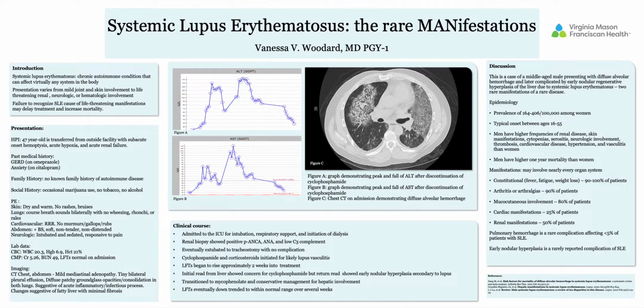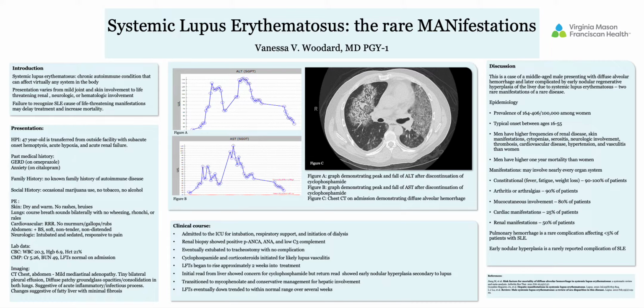Lupus is more common in women with a prevalence almost twice that of men. However, men have higher mortality within the first year. The most common systemic manifestations of lupus include constitutional symptoms, arthritis, mucocutaneous involvement, and renal involvement.